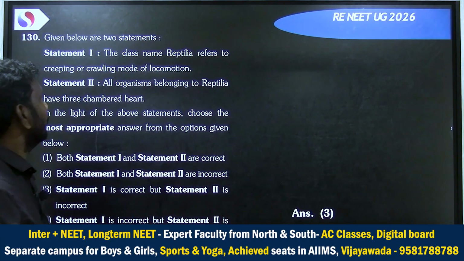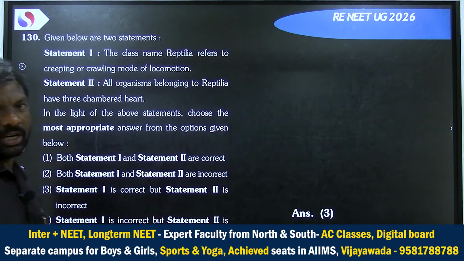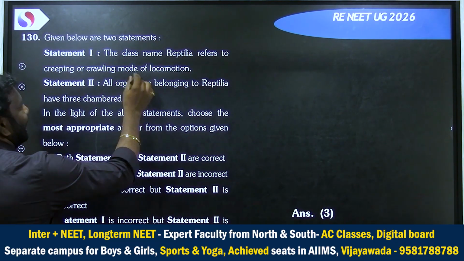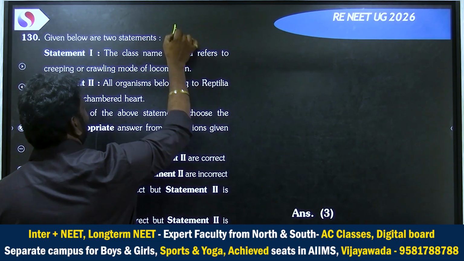So 130. Given below are the two statements. Statement 1, the class name, this is related to the animal kingdom.